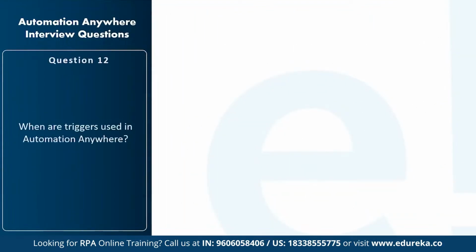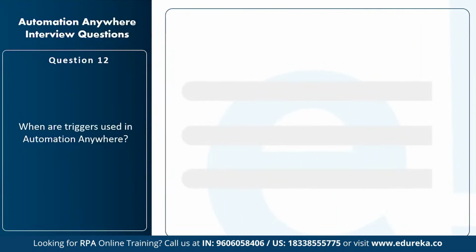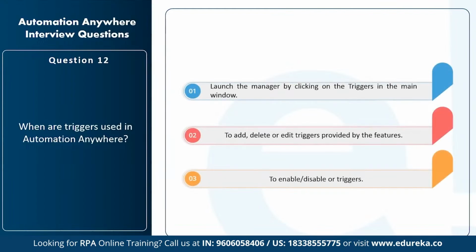Now let's move forward with our next question, that is, when are triggers used in Automation Anywhere? Well, the triggers are used in Automation Anywhere to launch the manager by clicking on the triggers in the main window, to add, delete or edit the triggers provided by the features, and to enable or disable the triggers.